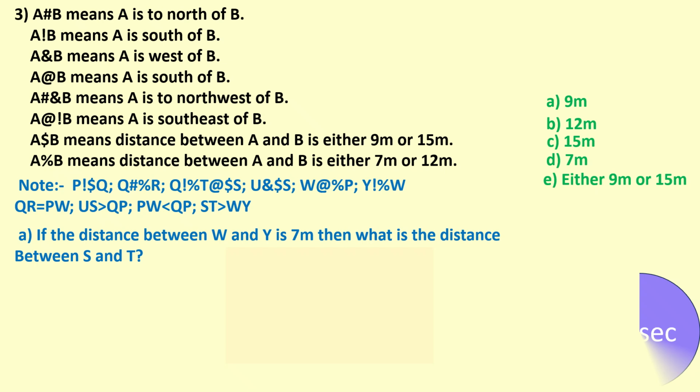And here, students, one mistake is there. Here, A explanation B means A is to the east. This is east, my bad. Sorry for that. So this is east of B.